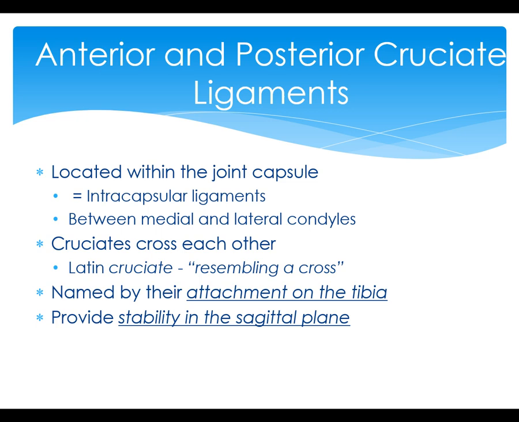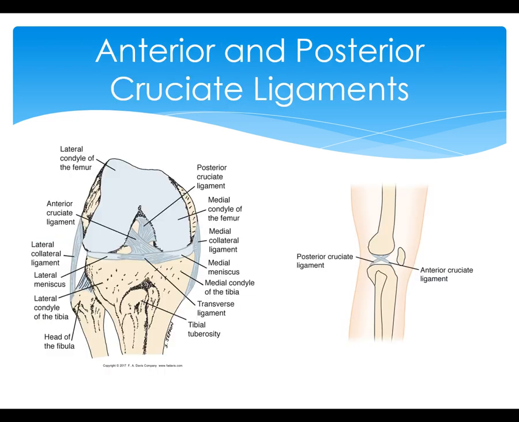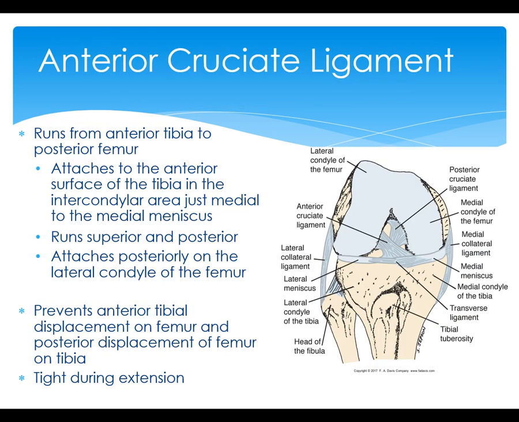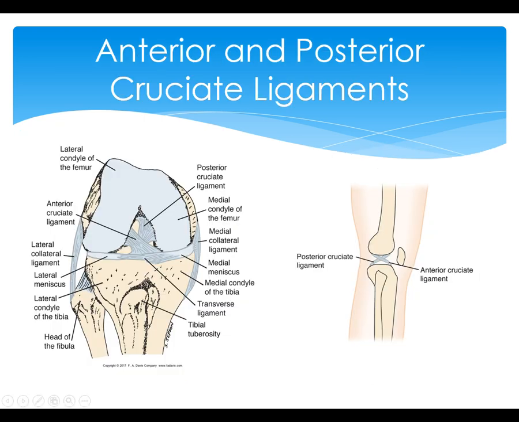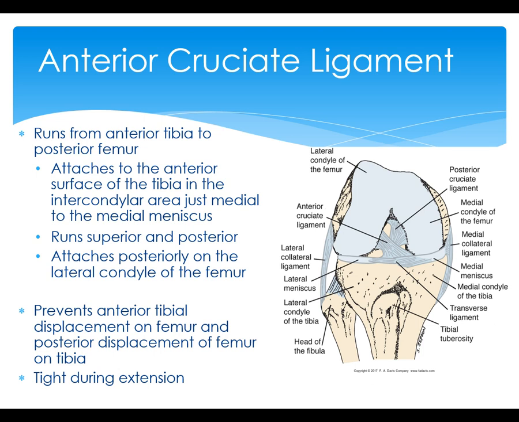So here's a picture of the anterior and posterior cruciate ligaments. The anterior starts on the anterior surface of the tibia, runs posteriorly, and attaches to the posterior side of the femur. And here's a side shot or cross-section shot of it. We're going to talk about the ACL first. It runs from the anterior tibia to the posterior femur and prevents anterior tibial displacement on the femur and posterior displacement of the femur on the tibia. It is at its tightest point when the knee is in extension.